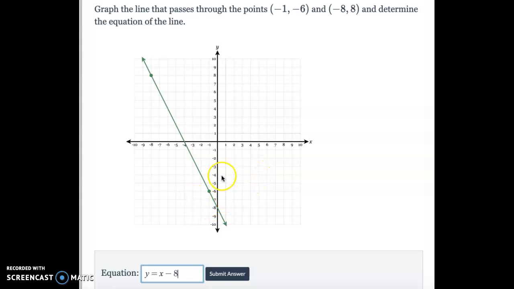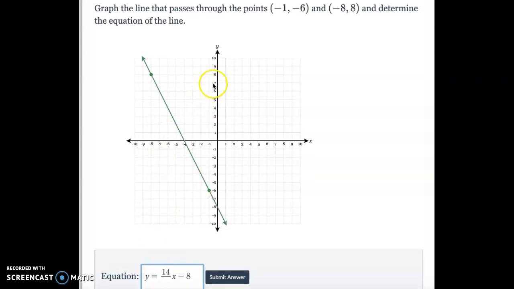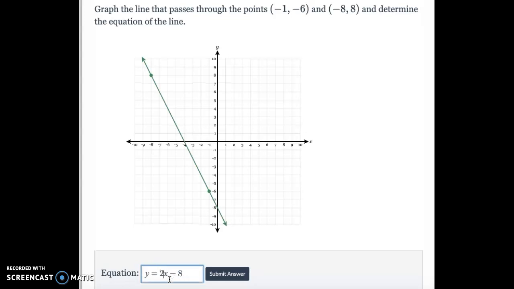Now in order to find our slope, we count our slope between our 2 points that we know for certain exist on our line. So we went up 1, 2, 3, 4, 5, 6, 7, 8, 9, 10, 11, 12, 13, 14. So we went up 14. And we went over 1, 2, 3, 4, 5, 6, 7. And over 7. Now 14 divided by 7 simplifies. It simplifies to what? Just 2.